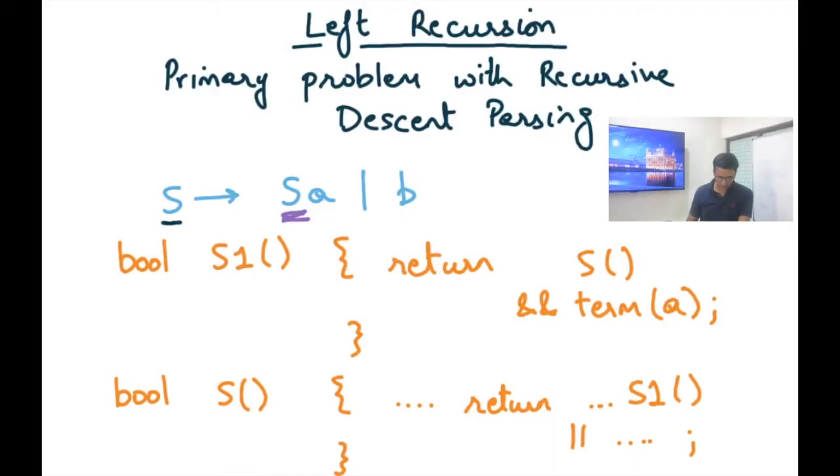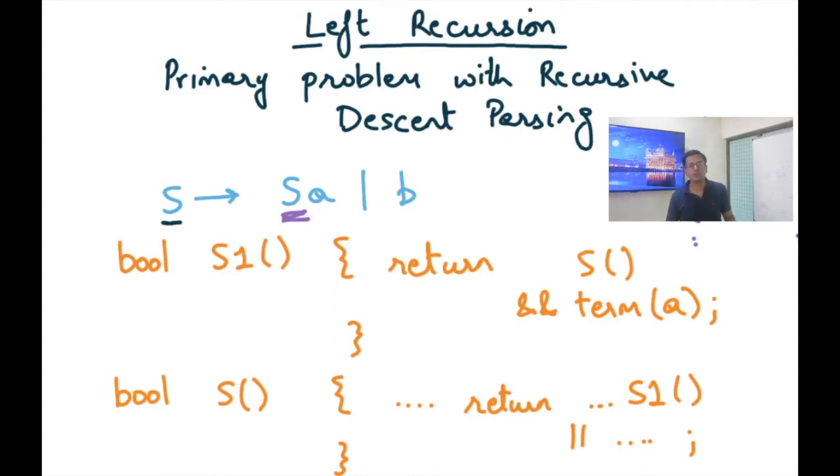To see what left recursion is, consider this example grammar. In this grammar, there's one non-terminal S and there are two productions. In one production, it produces SA, and in another production, it produces B. Notice that this grammar produces strings of the type: either the single character B, or BA, or BAA, and so on. So it could produce B followed by any number of A's.